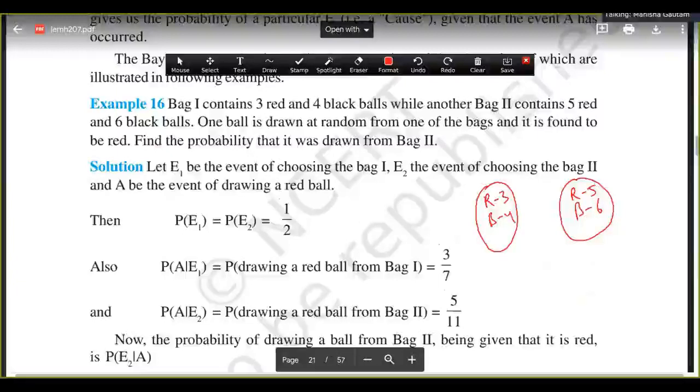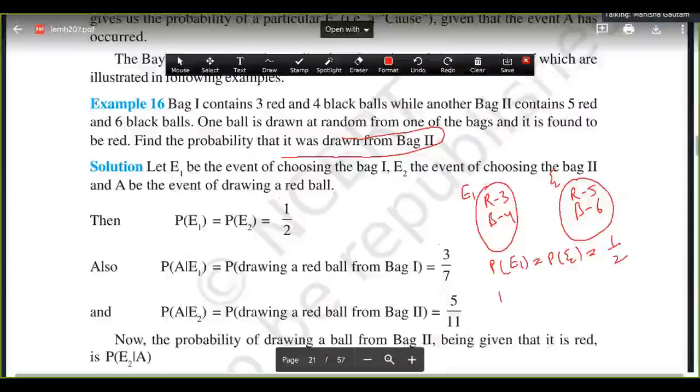Now the probability we want to find out is that it was drawn from the second bag. Suppose this is E1, this is E2. These are the two bags. Now the probability of picking a bag, whether it is E1 or E2, is always 1 by 2. Two bags are there, and one bag you are selecting, so 1 upon 2. If three bags were there, it would be 1 upon 3.